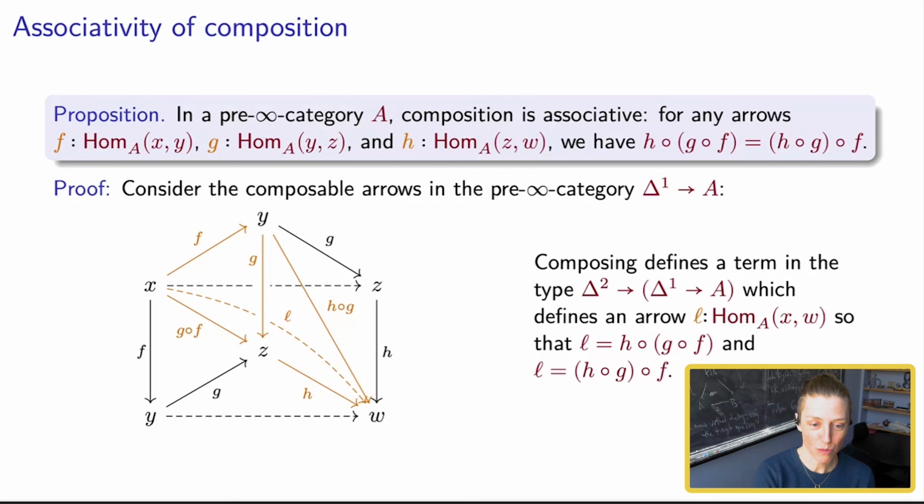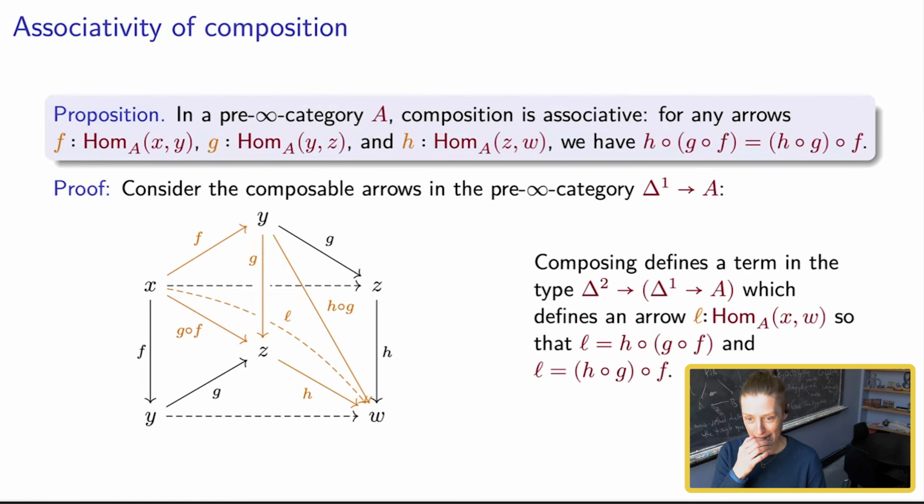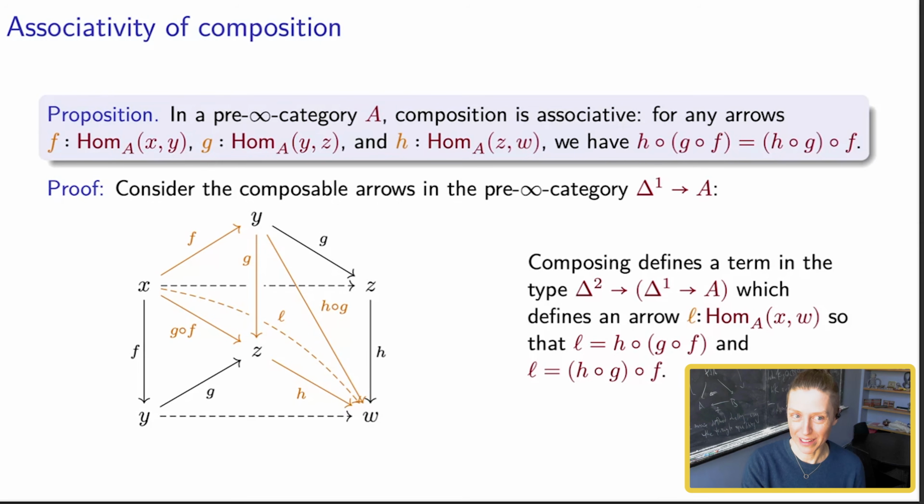These are 2 simplex witnesses that L is equal to the composite of H composed G with F, and also H composed G composed F. And by transitivity of equality, it follows that H composed G composed F is H composed G composed F. So that's a proof of associativity. Okay, so this is all still about pre-infinity categories.